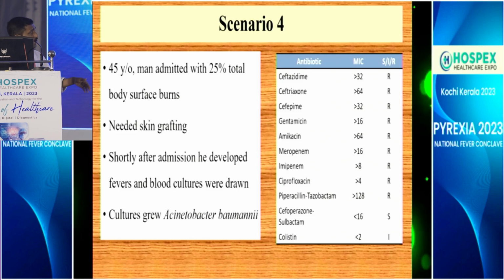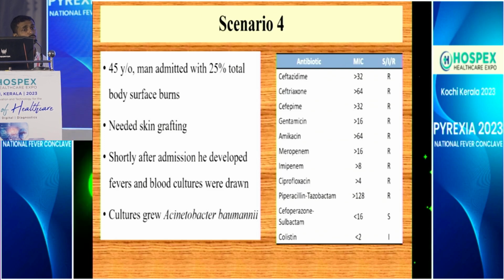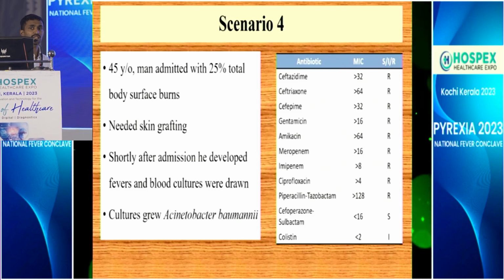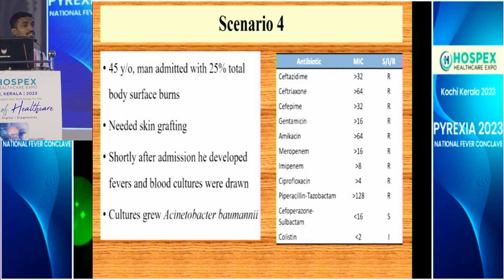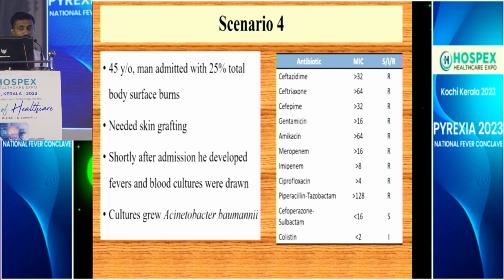If you see the resistance pattern, almost all drugs are resistant. Colistin is shown as intermediate, and one drug is retaining susceptibility to Acinetobacter, that is cefoperazone sulbactam. So this is one drug that is good in Acinetobacter. I would say that it is not exactly the cefoperazone; it is the sulbactam present in this drug that is doing the job. Sulbactam is a very good drug against Acinetobacter.